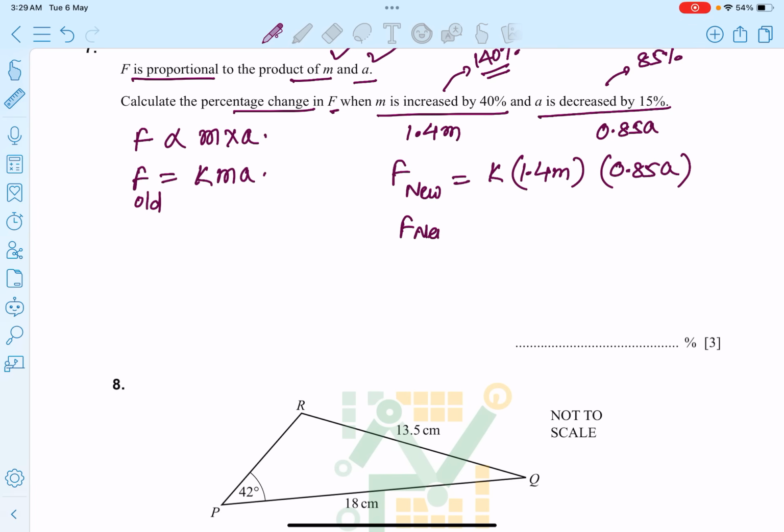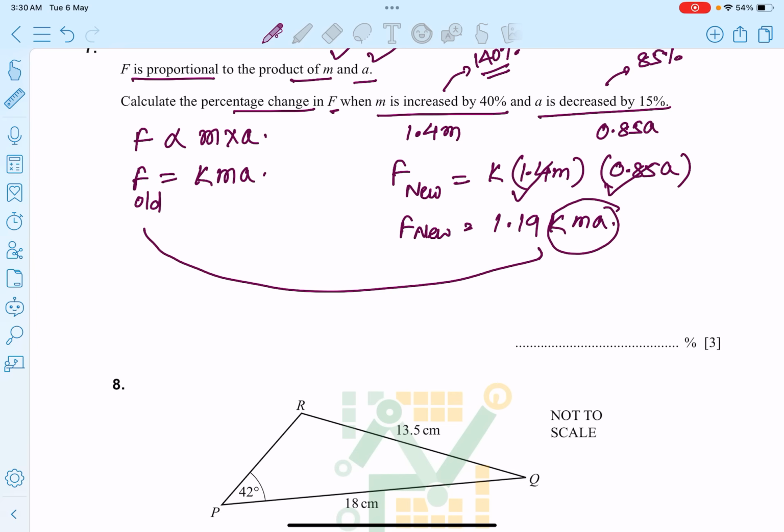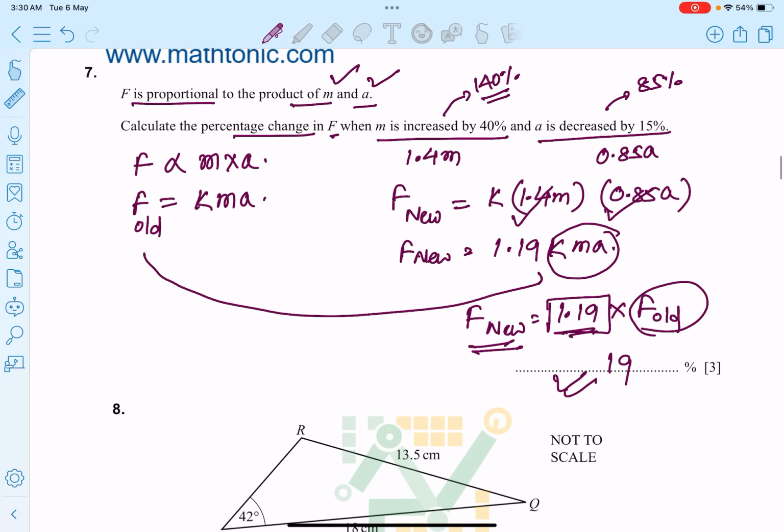So the new f value equals 1.4 times 0.85. Check with the calculator, you'll get 1.19. I got k times m, and this k times m is nothing but the old value, right? So I can write the new f value as 1.19 times f old. Did you understand what I'm trying to say? If you see, the new f becomes 1.19 times f old. That means from this we can say that it is a 19% change. Did you get it, everyone, clearly? This is 19 percentage change.